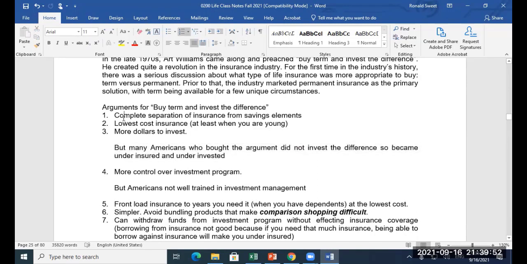You're going to find I'm much more on Art Williams' side, although I don't like his companies that much. I'm on his side. I just wish you would get a better rate. If you can buy a better product, go somewhere else. So here's the arguments for buying term and investing the difference.